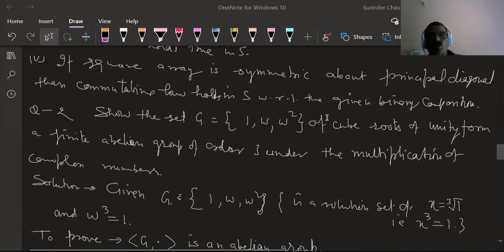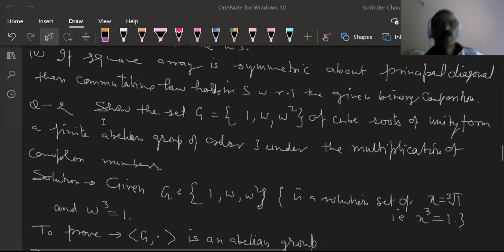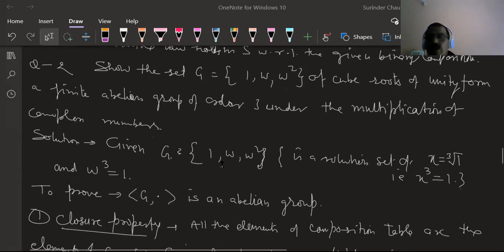So let us discuss one more example. Show that the set G consisting of 1, omega, omega square, the cube roots of unity, forms a finite abelian group of order 3 under the multiplication of complex numbers. Given the set G consisting of 1, omega, omega square, which are the solution set of the cube roots of unity, meaning the solution set of x cube equal to 1.